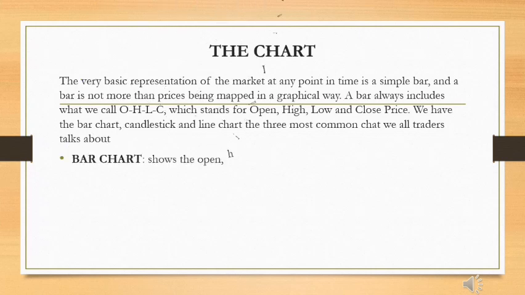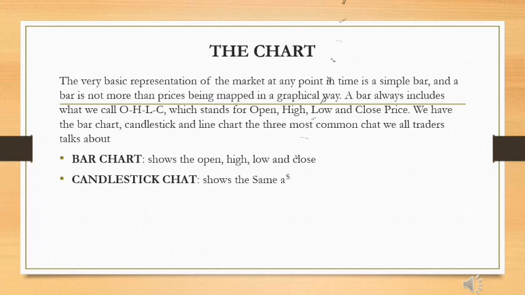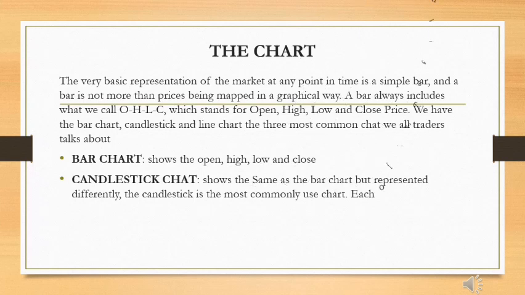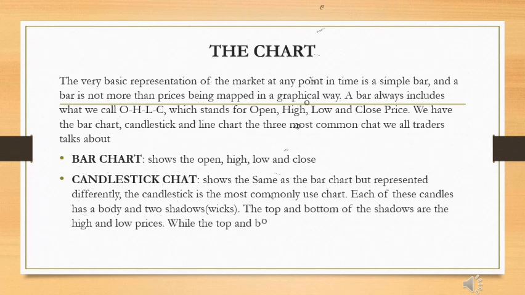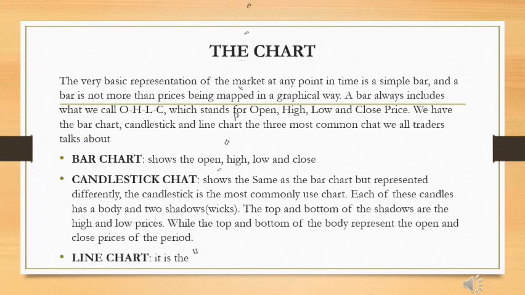Number 1. Bar chart. It shows the open, high, low and close. This is not commonly used by traders. Number 2. Candlestick chart. It shows the same as the bar chart but represented differently. The candlestick is the most commonly used chart. Each of these candles has a body and two shadows or wicks. The top and bottom of the shadows are the high and low prices, while the top and bottom of the body represent the open and close prices of the period. And number 3. Line chart. It is the union between the close price and the periods in the chart.